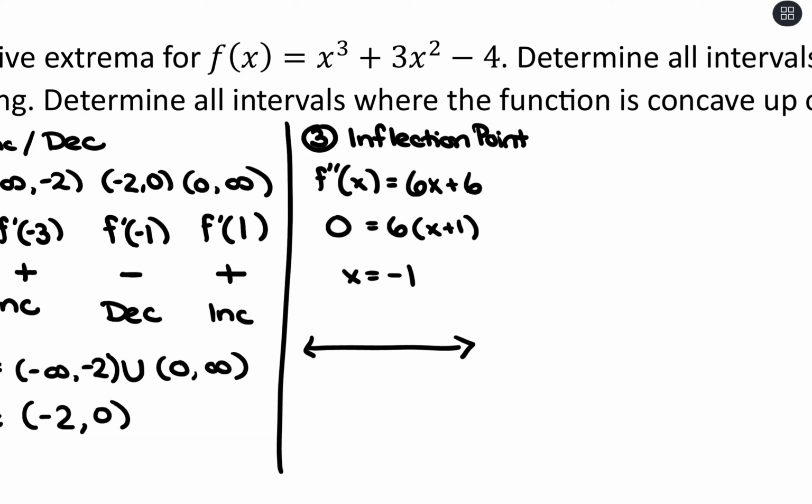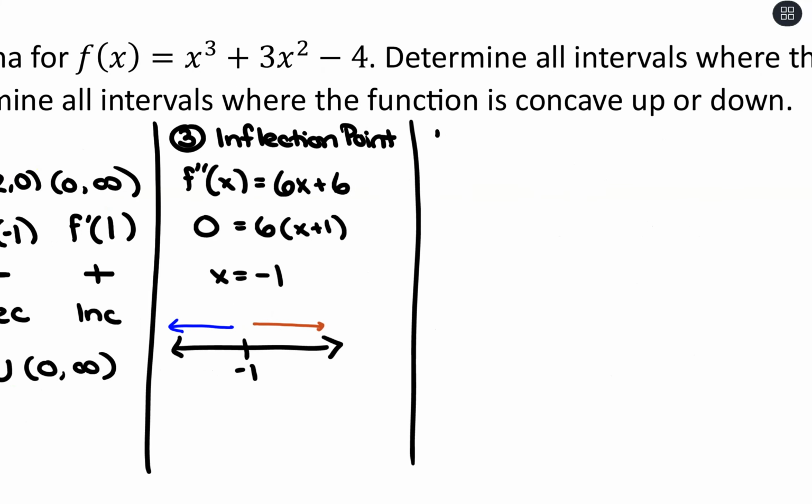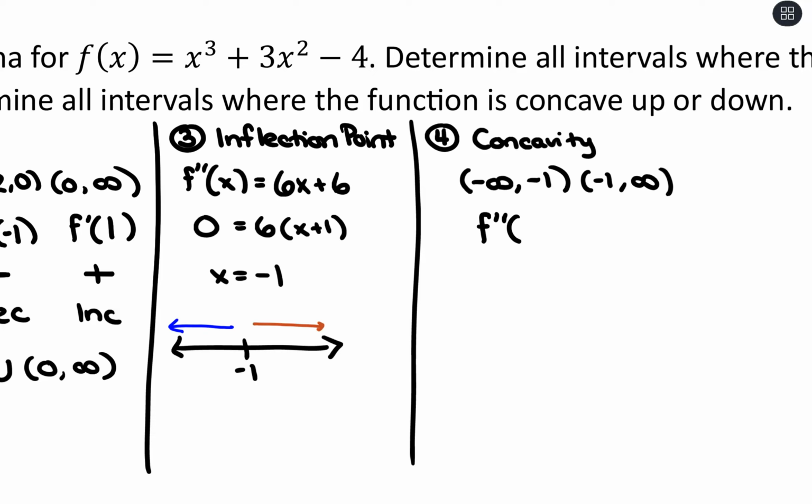So for our intervals here, we have this division at -1. So we're just going to have two intervals, below -1 and above -1. So let's go ahead and make our concavity table. So our two intervals, we're going -infinity to -1 and -1 to +infinity. And I want to evaluate the second derivative in each of those intervals.